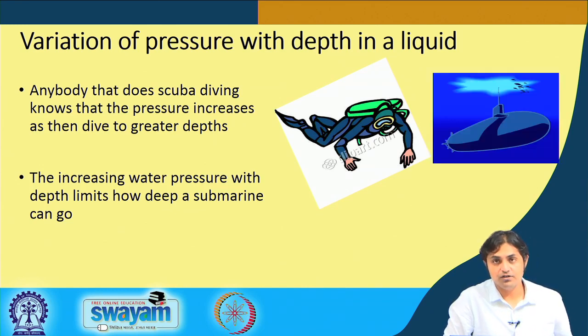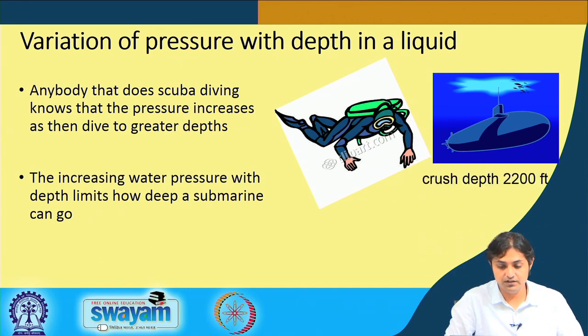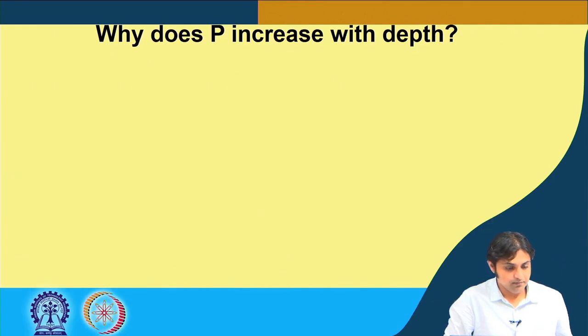Many of you might have observed this. In this case, the crush depth is 2200 feet for this submarine. So if the submarine goes below that, due to the pressure of the water above the submarine, the submarine can crush. So now the important question is, why does pressure increase with depth?